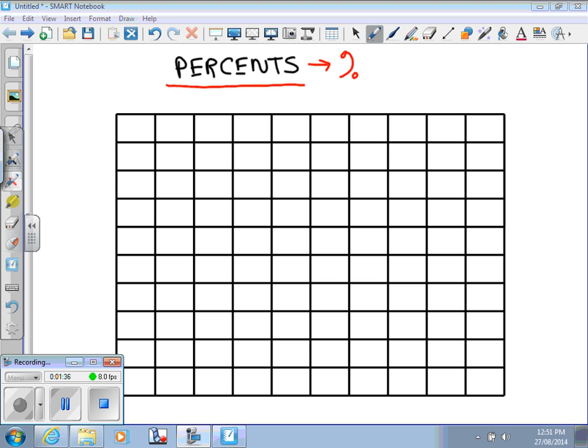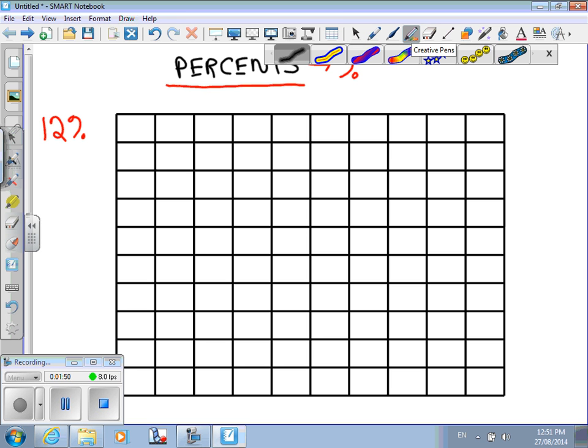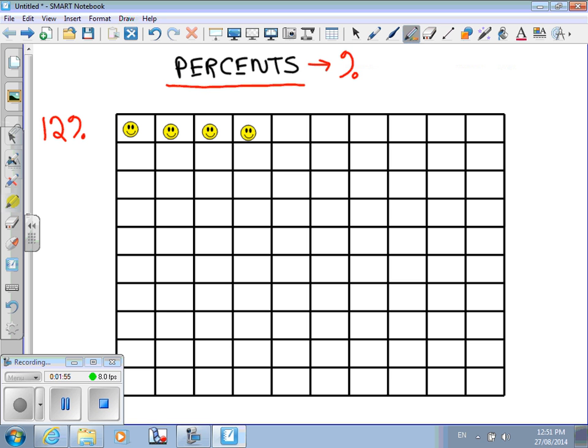Let's look at another example. Let's try to represent 12% using the same 10 by 10 grid. To represent 12%, let's get creative here, I'm going to have to fill in 12 of the 100 boxes. 10 across the top and 2 more out of a total possible 100. This would represent 12% of the overall number of boxes filled in with happy faces.